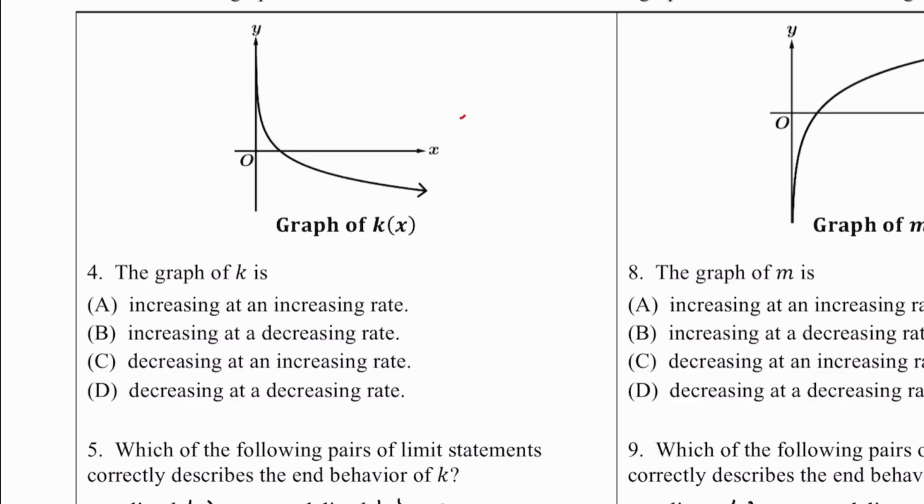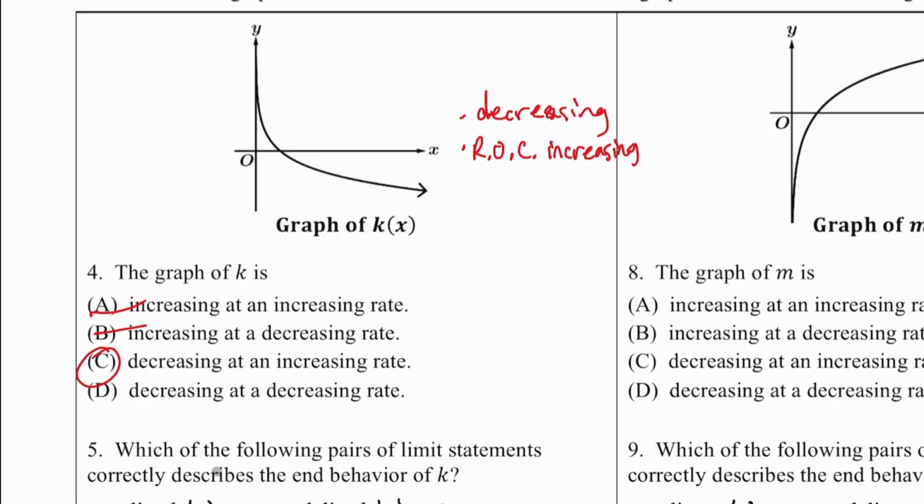Graph is decreasing, so I'll just write that. Decreasing. But the ROC is increasing. So then, we'll look for one that says decreasing at an increasing rate. We can already cross out A and B because that says increasing. The graph is not increasing. We see C says decreasing at an increasing rate. Yeah, that's correct. So our answer is C for that one.